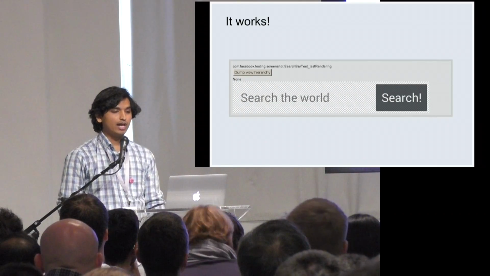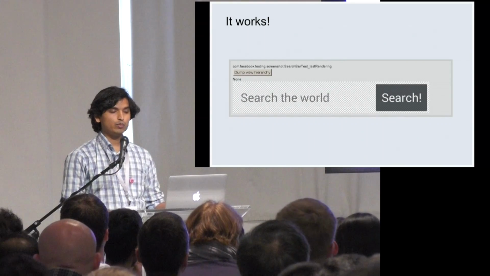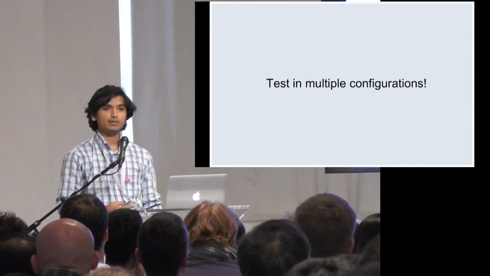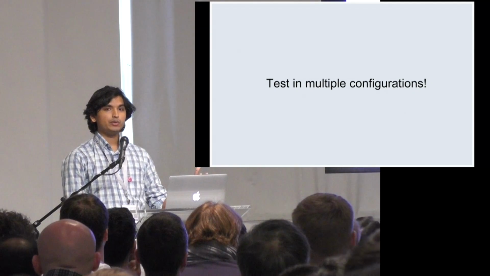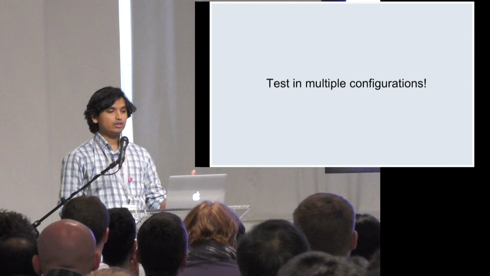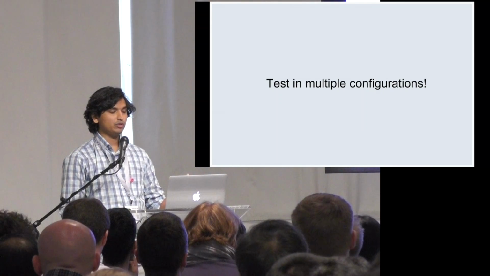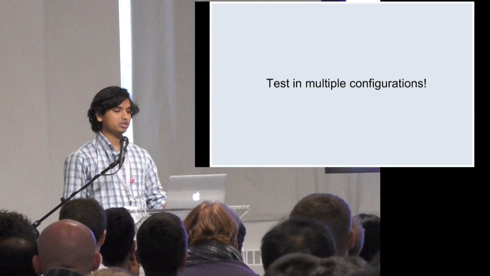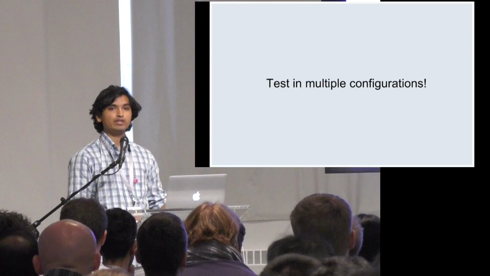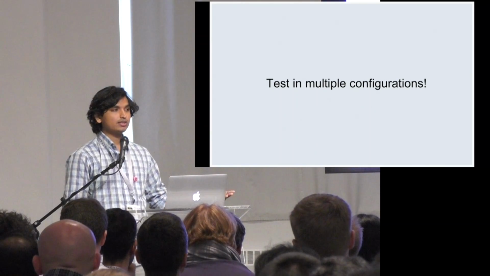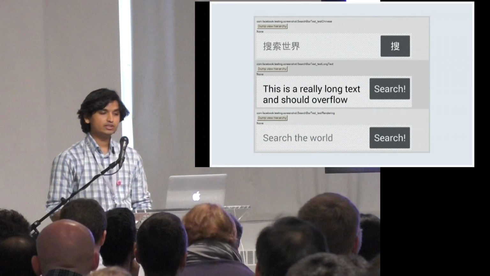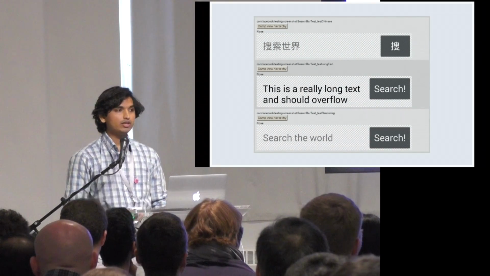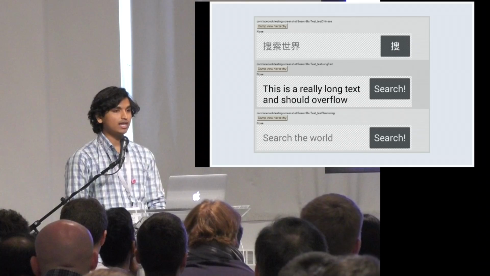But it gets better. This is just one small thing, but what if you can test in multiple different configurations all in one go? You build a view, but you don't know how it is going to look at different widths or different languages. So you can write multiple tests in multiple different configurations, run them, and get all the screenshots in one go.